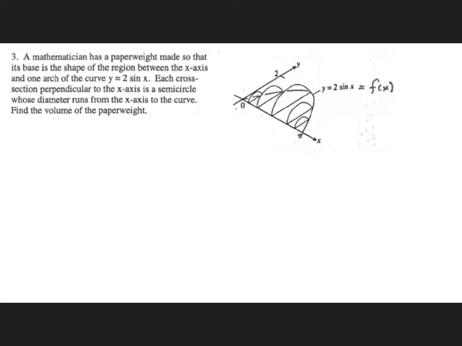Ooh, a mathematician has a paperweight. The base is the region between the x-axis and one arc of 2 sine x. The cross sections perpendicular are, okay, so we have semicircles popping out. This whole distance here is 2 sine x. So we have a semicircle. This whole distance is 2 sine x. Doesn't that mean that that's just sine x? So the radius is sine x?